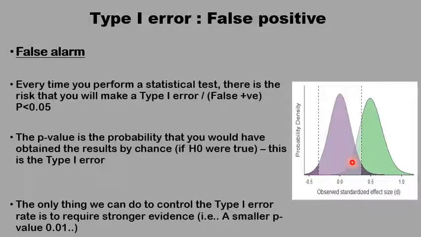There isn't much that we can do to decrease the type 1 error, the false positive, except moving this line a little bit further.